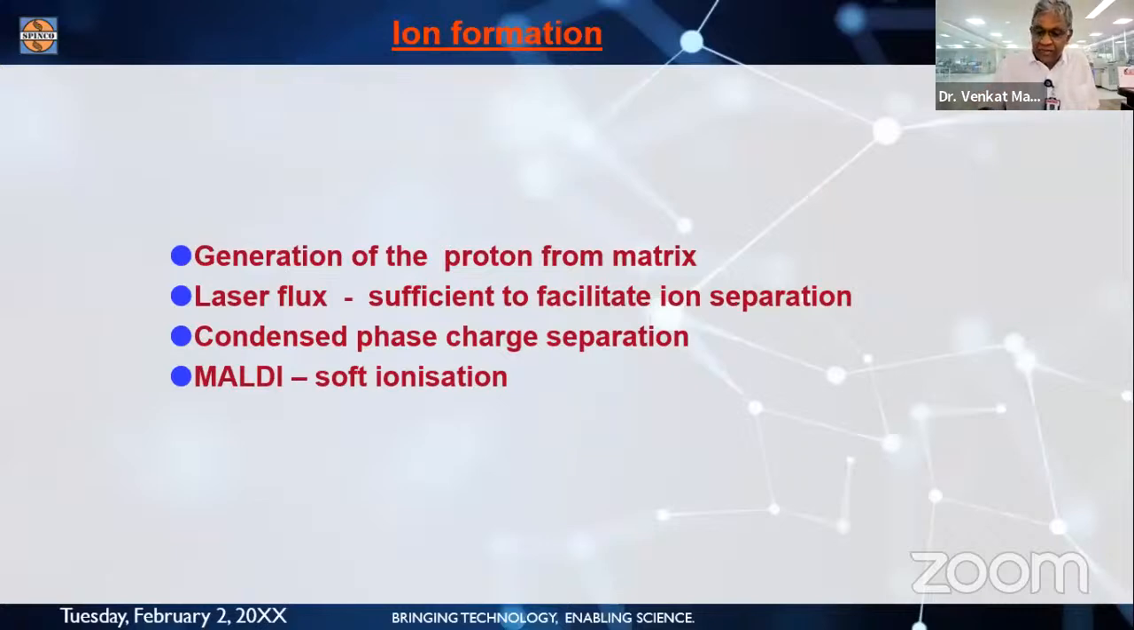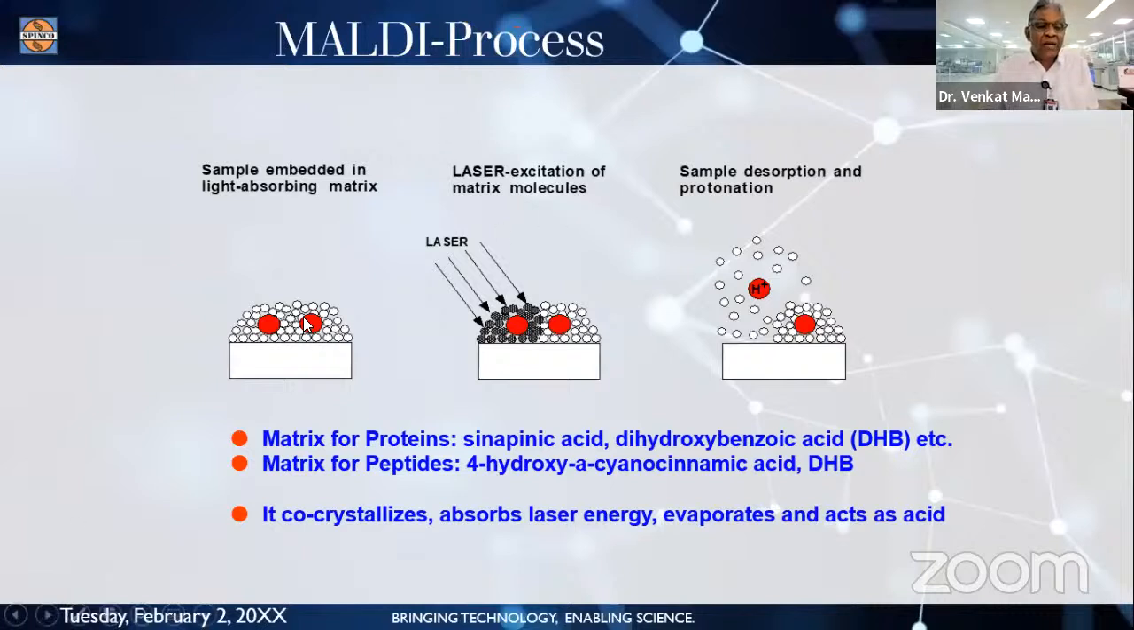You want to see a picture? I'll show you. You see, this is my sample embedded in a light absorbing matrix. A laser beam strikes the surface. It excites the molecules. In the process of excitation, sample desorption occurs and your compound is getting protonated. It becomes M+1. The matrix I use for proteins is sinapinic acid, DHB, that is dihydroxybenzoic acid, and so on. If I use a peptide, I use alpha-cyano-4-hydroxycinnamic acid, etc. Therefore, by using a matrix, it is possible for us to get the mass spectrum of a protein intact.